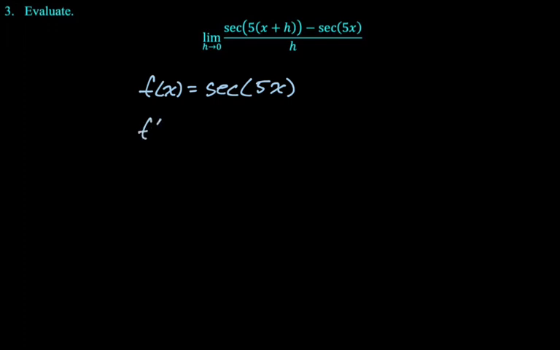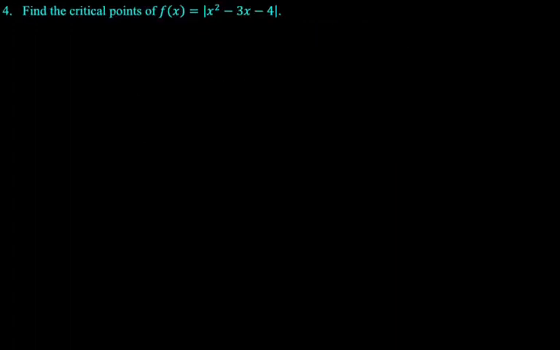We know the derivative of secant is secant tan, but we've got some chain rule here. So it's going to be 5 secant 5x tan 5x. And that 5 is there because of the chain rule. All right, let's finish writing that, and we'll take a look at the next problem.